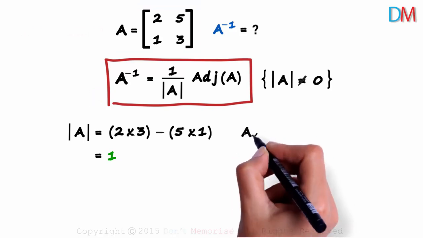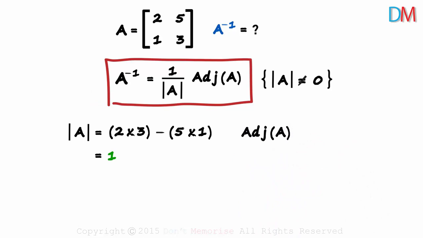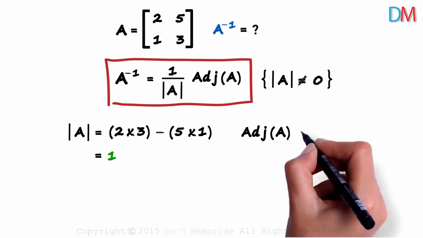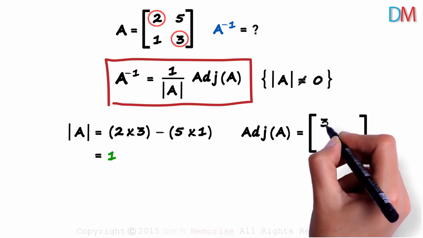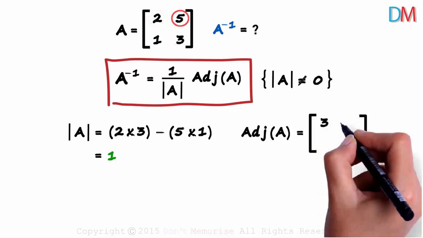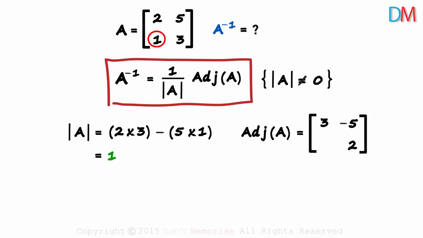Now we need to find the adjoint of A. Do you remember the shortcut to find the adjoint of a 2 by 2 matrix? We interchange these two and change the sign of these two. So what will be the adjoint here? 2, 3 will be written as 3, 2. 5 will change to minus 5 and 1 will change to minus 1. Interchange and change the sign.